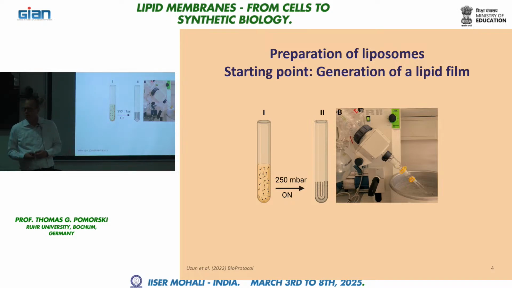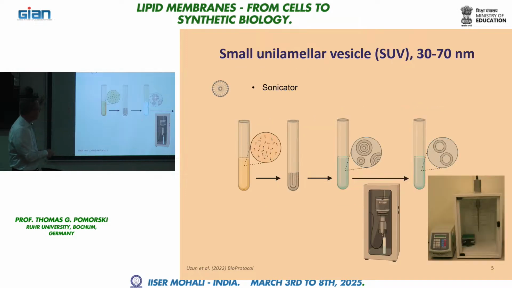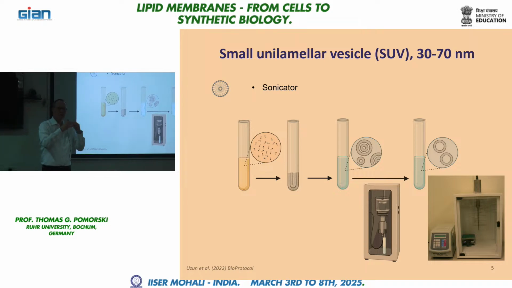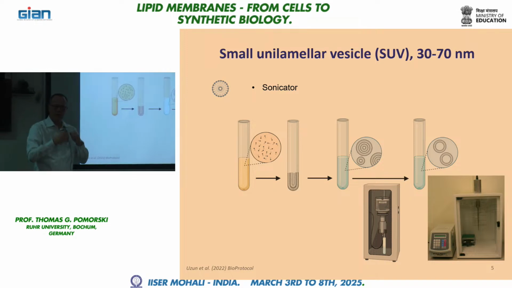Typically they are chloroform soluble, and you need to evaporate the chloroform. When you do this in a so-called rotation evaporator, you get a very thin film of lipids around the glass. And that's good, because when you now add buffer to this very thin lipid film, you can shed off vesicles from it.